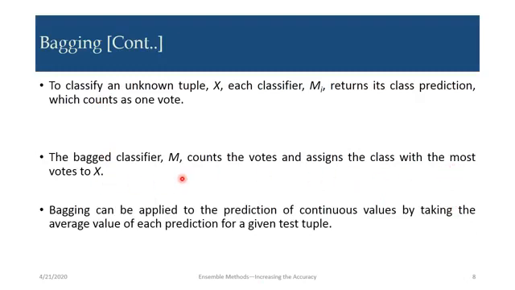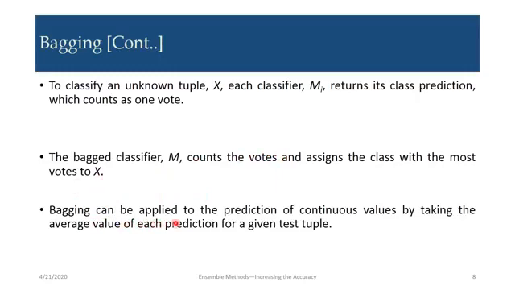So we have taken the classification label, counted as a vote from each classifier starting from M1, M2 up to Mk. The bagged classifier counts the votes and assigns the class with the most votes to X. Suppose most of the classifiers have given one label to that tuple X. Then the bagged classifier will assign that particular class label to the data tuple X due to majority voting.